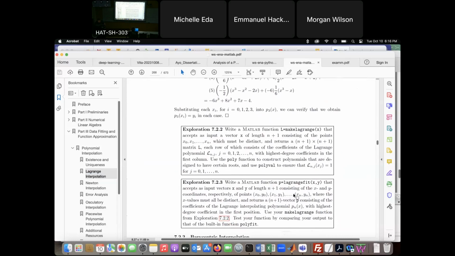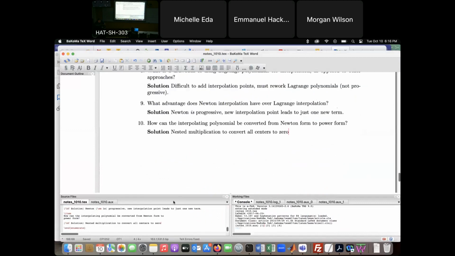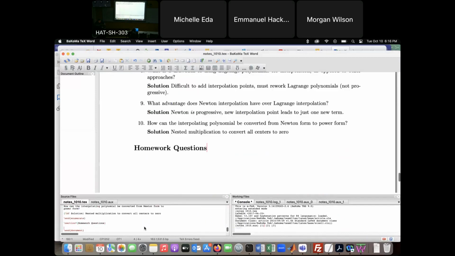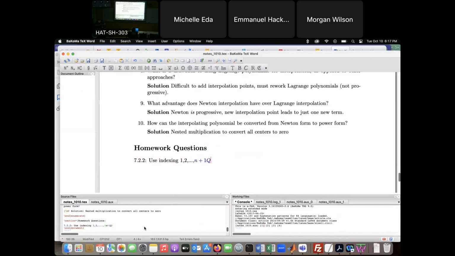What I should have been doing is making some notes about this. So use that indexing scheme for both problems.